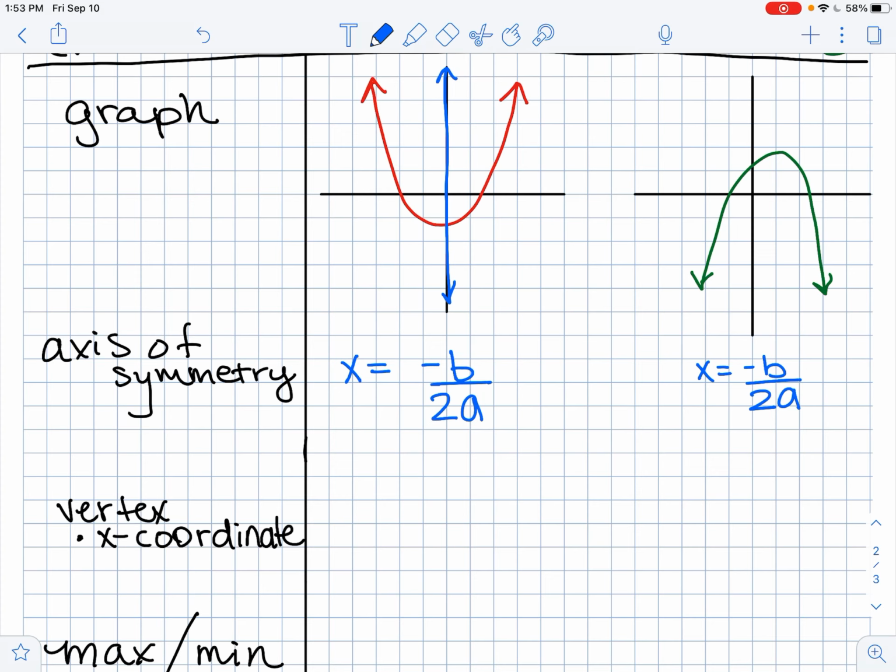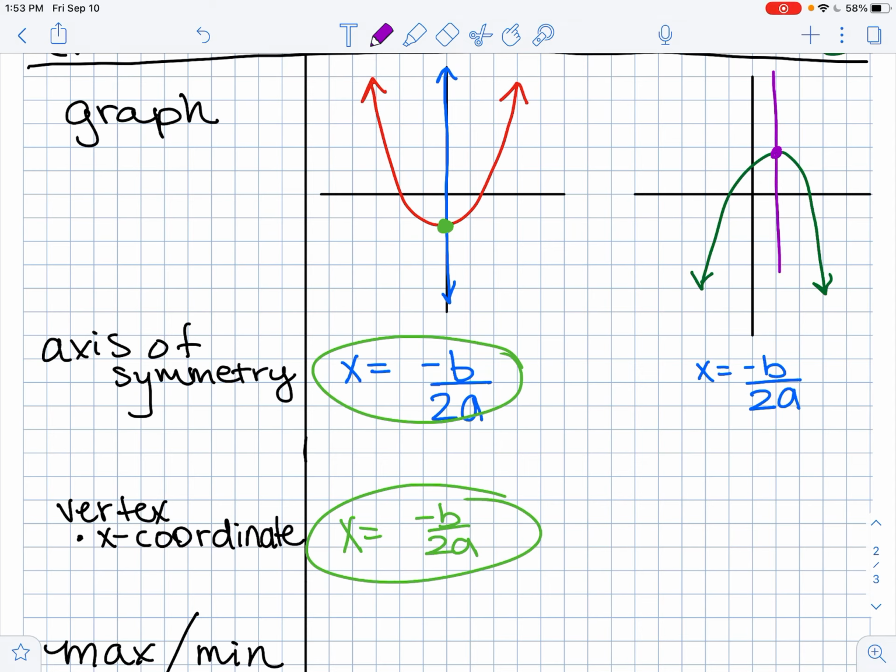So let's talk about what the vertex is. Remember that the vertex here is that point that everything else comes from. And so just like the axis of symmetry, the x coordinate is negative b over 2a. You may notice that these are the same, which is good news because when you find one, you find the other. Same thing here. This is our axis of symmetry, but also it goes right through where the vertex is. The vertex is the point on the graph that everything else comes from. So we say that's x equals negative b over 2a.